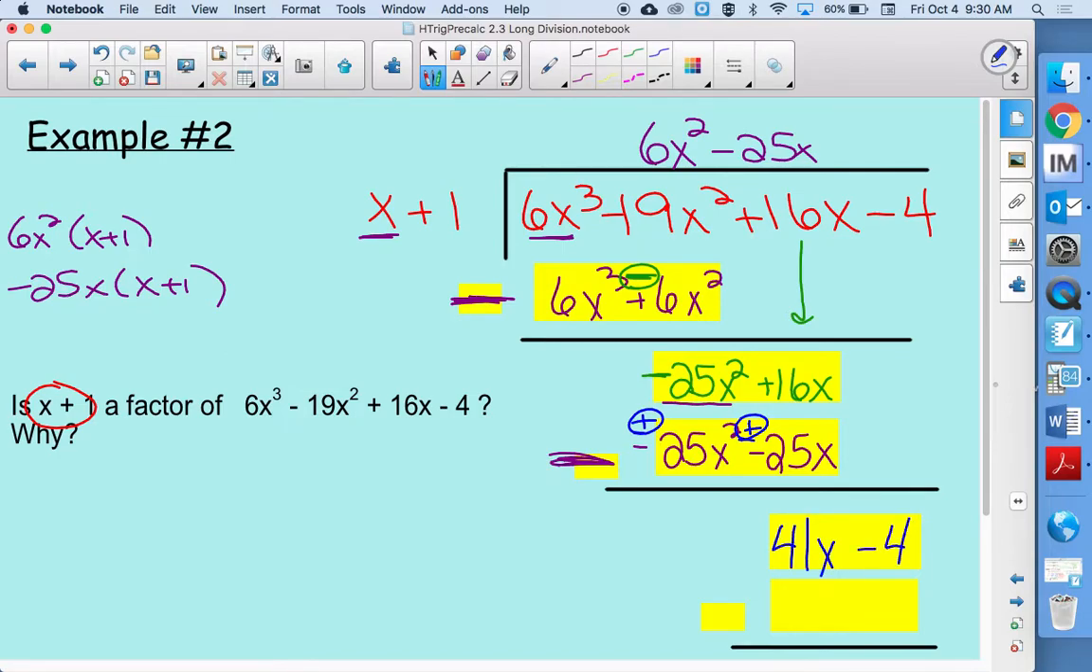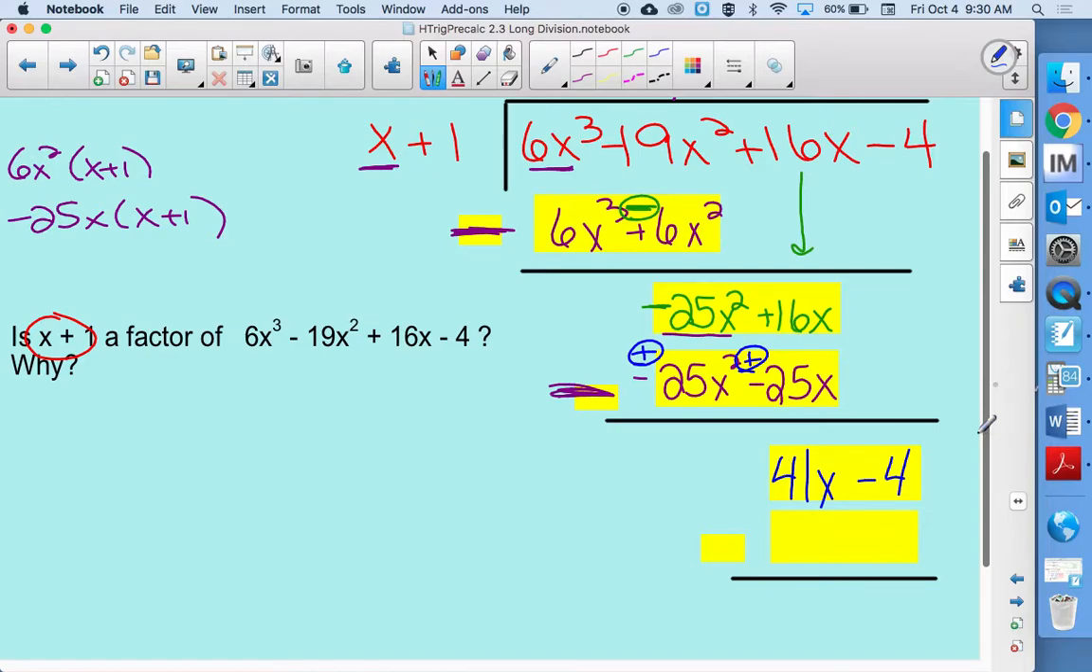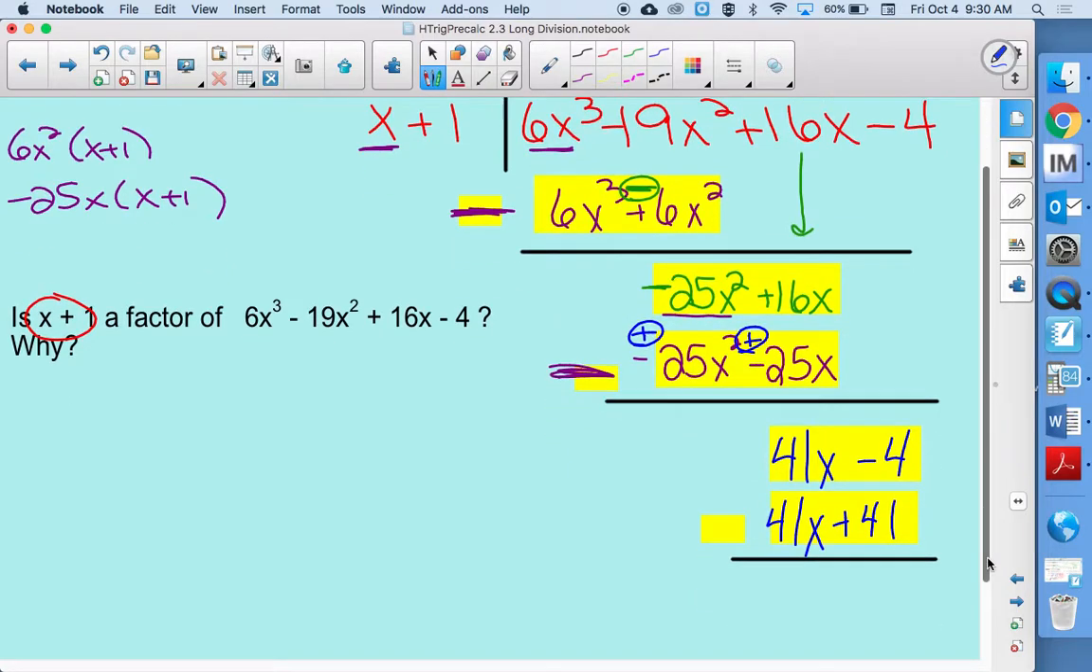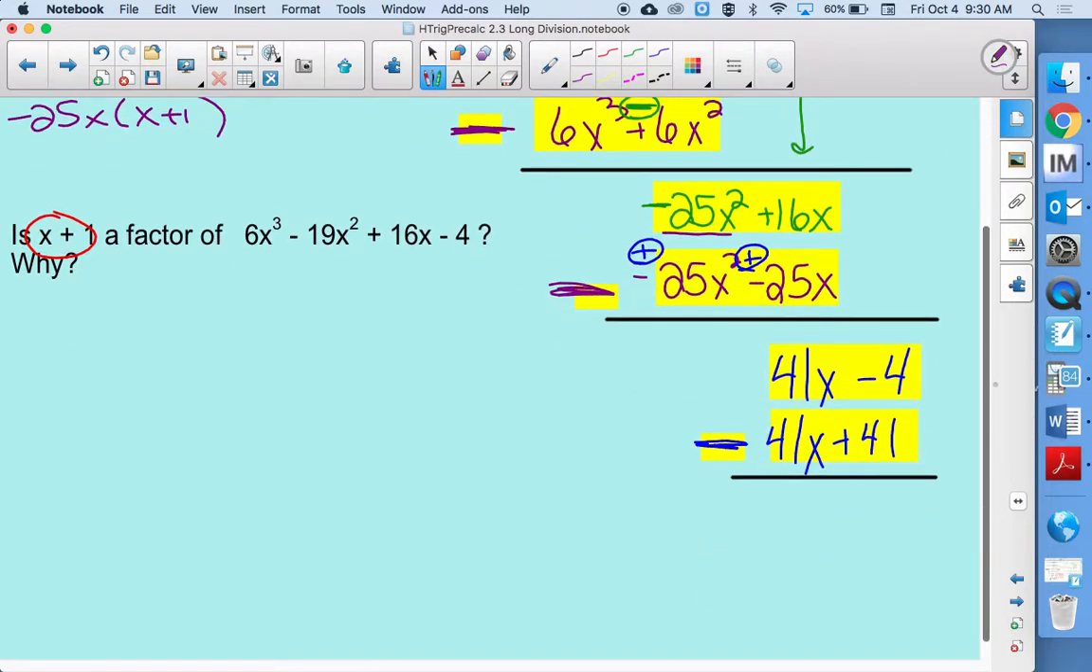So now we have 41x minus 4. So carry the last part here. I have an x, I need to multiply it by something to make 41x, so that would be a 41. And when you multiply 41 times x plus 1, you get 41x plus 41. Subtract, and what is your remainder? Negative 45. Negative 45.